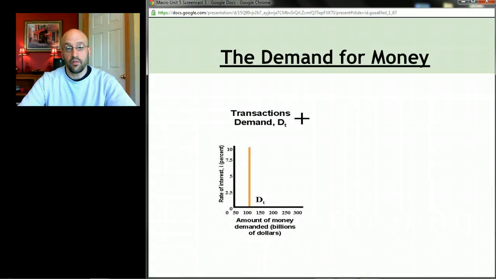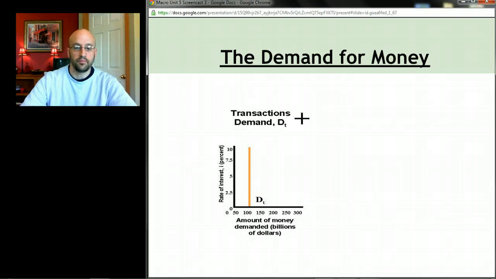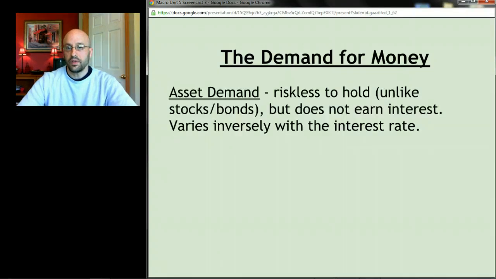On the y-axis we have the interest rate, and on the x-axis we have quantity of money. So transactions demand would look like a vertical line. It's independent of the interest rate, and it's a certain quantity of money that we need to buy the stuff that we want, in this case $100 billion. So far so good.